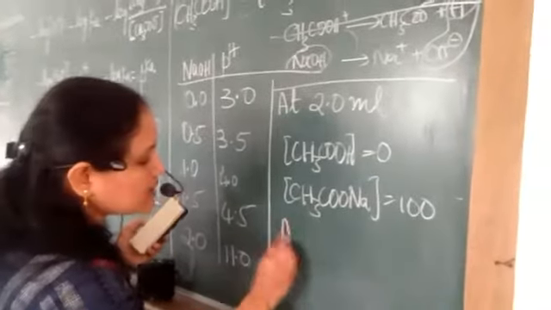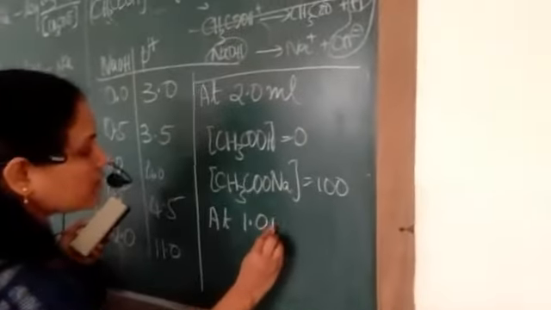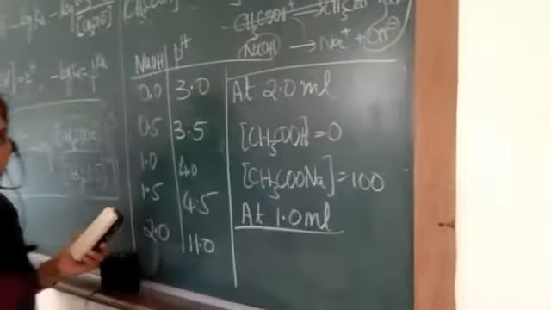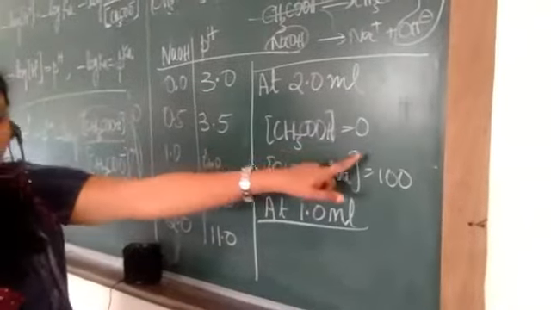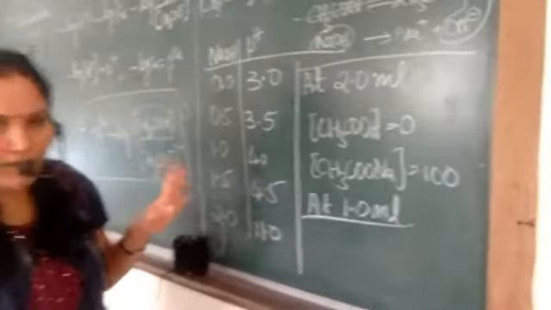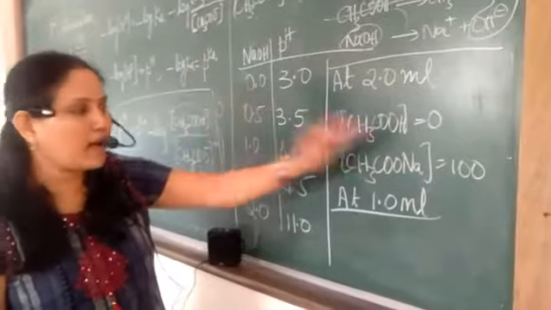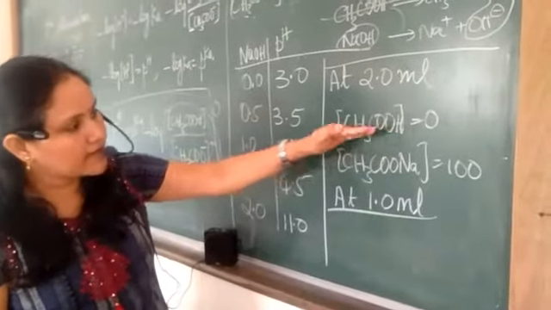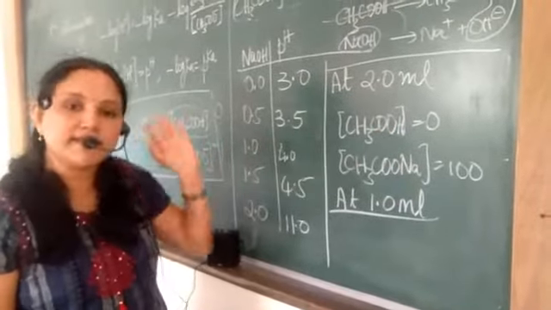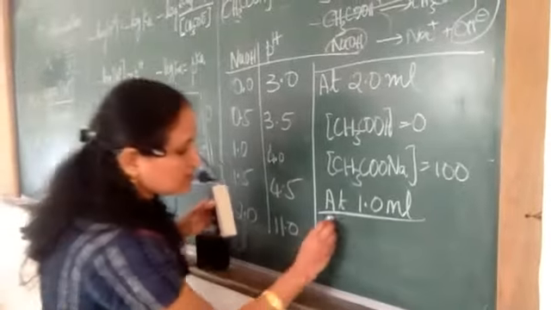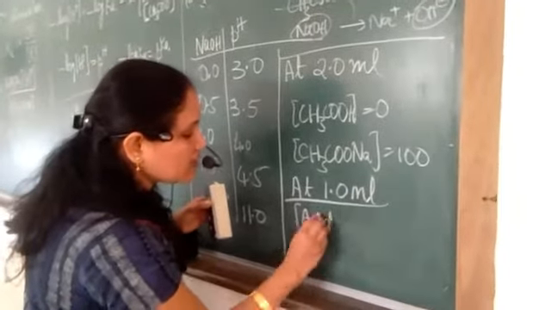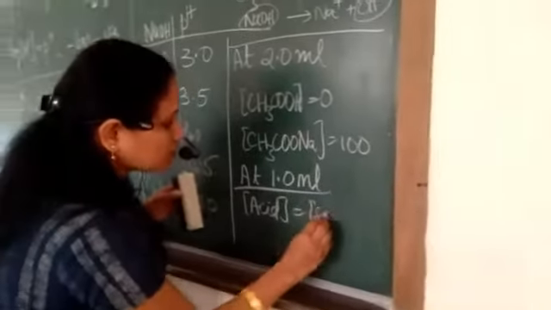What might be the condition at 1 ml? This is called half neutralization point. At 2 ml acid is 0. What might be at 1 ml? Right? At 1 ml, obviously 50%, that is half of acid has been neutralized, half of the acid is in acid form. That is, the concentration of acid is equal to the concentration of salt.